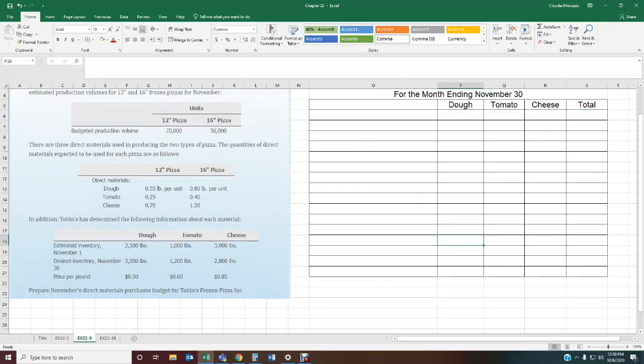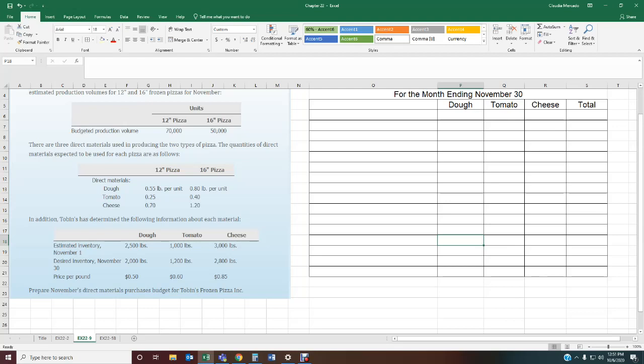In addition, Tobin's has determined the following information about each material. We already have in our warehouse, as of the beginning of the month, November the 1st, an estimated inventory of 2,500 pounds of dough, 1,000 pounds of tomato, and 3,000 pounds of cheese. We want a desired inventory at the end of the month of 2,000 pounds of dough, 1,200 pounds of tomato, and 2,800 pounds of cheese.